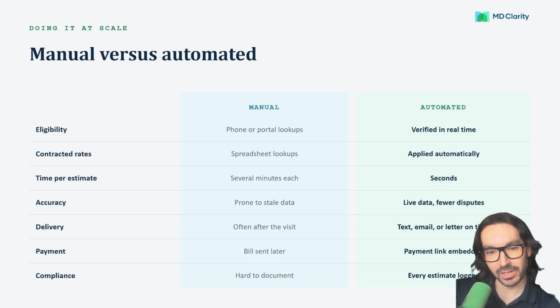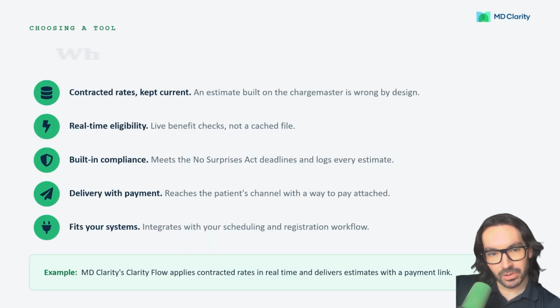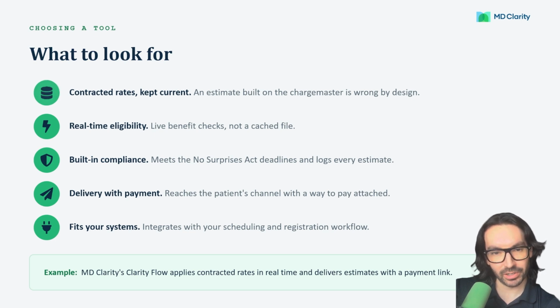One woman's health group needed 445 estimates a day to stay compliant, which would have meant hiring up to 8 people. Automation handled the volume and saved them as much as $344,000 a year. So if you're evaluating a tool, here's what to look for. Ask how it sources and updates contracted rates, because an estimate built on the chargemaster is wrong by design. Confirm that it checks eligibility in real time, not from a stale file. Make sure it meets the No Surprises Act deadlines automatically and logs every estimate for audit defense.